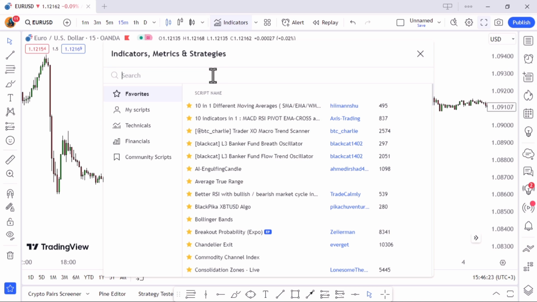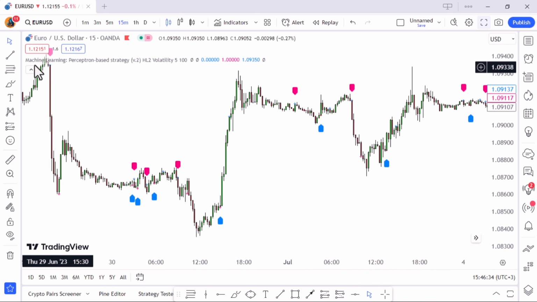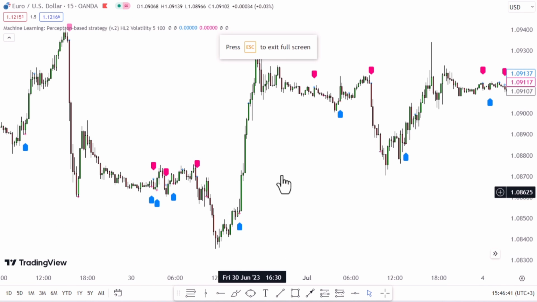To add this amazing indicator to your chart, simply click on the Indicators tab and search for Machine Learning. Look for Machine Learning Perception-Based Strategy, written by this amazing scripter, thanks to him or her by the way. Once you've added it, you'll see blue and pink labels representing the buy-sell signals on your chart.